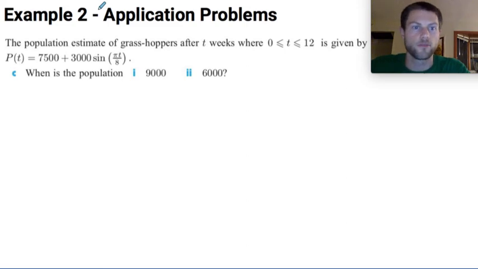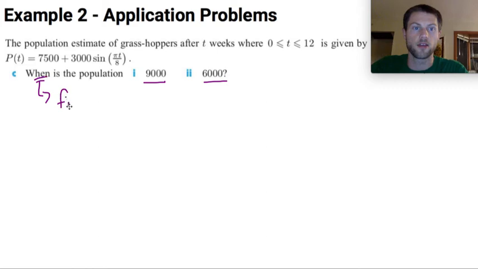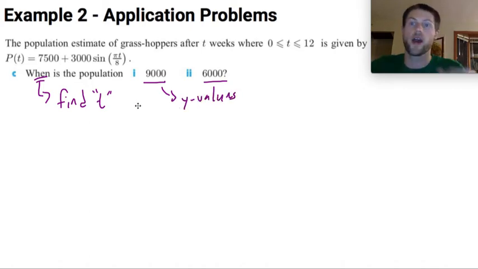All right, part C. When is the population 9,000 and 6,000? This is a when question, so I need to find t, or my x values. These are my y values. So if I am given y values and I want to find the x values, this involves a little bit more calculator work. For the first one, I want to also graph y equals 9,000.